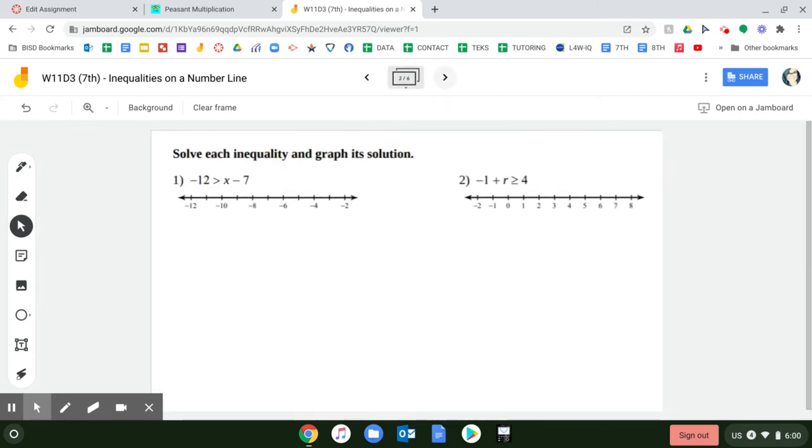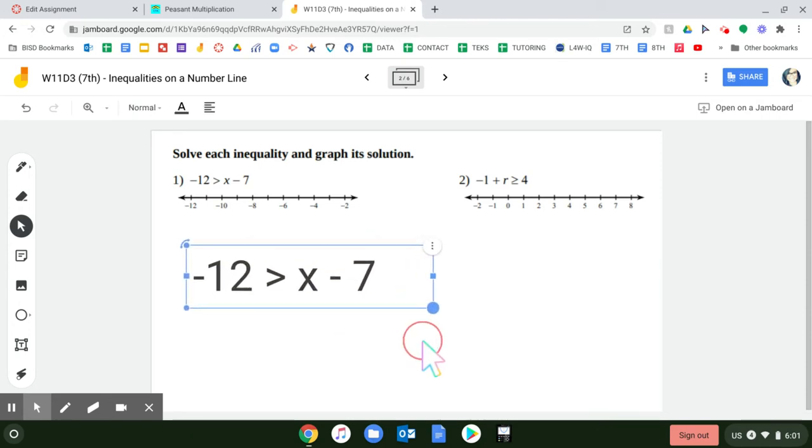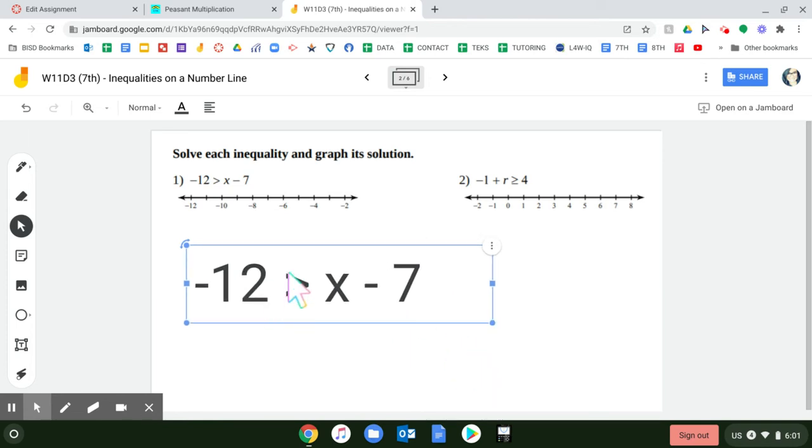So if we look at our first example problem, we have -12 is greater than x minus 7. One of the ways that I kind of remember the direction of the inequality, notice how this is the bigger side of the sign. It's going to face the bigger item. This is the smaller side of the sign. It faces the smaller item.